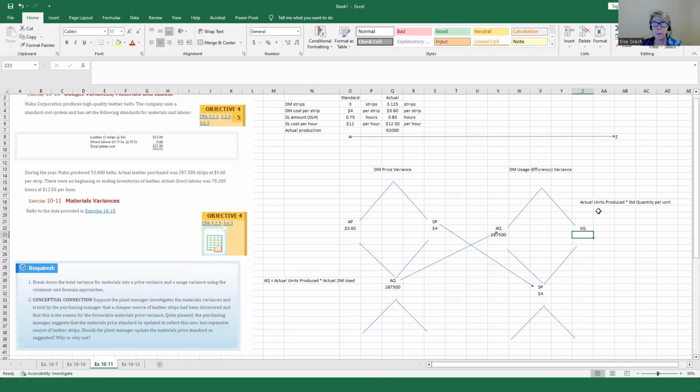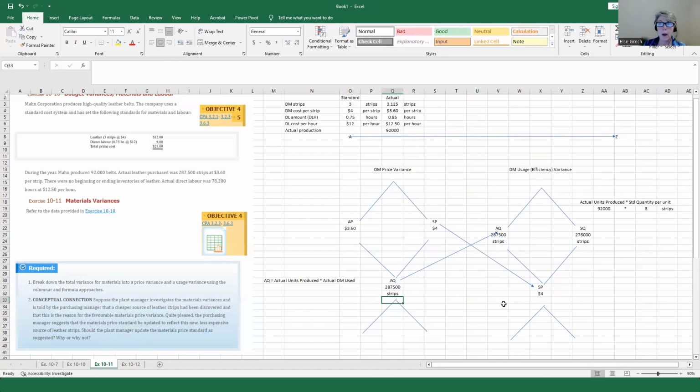There we go. Now, remember I said actual units produced, 92,000, and I'm going to multiply that by what? The standard quantity per unit. Standard quantity per unit is 3 strips. So I'm going to do 3 strips. This is going to get me my standard quantity, 92,000 multiplied by the 3 strips. If I produce 92,000, I should have used up 276,000 strips. And I'm just going to put the word strips here because these are all strips, right? The matrix that we're using.